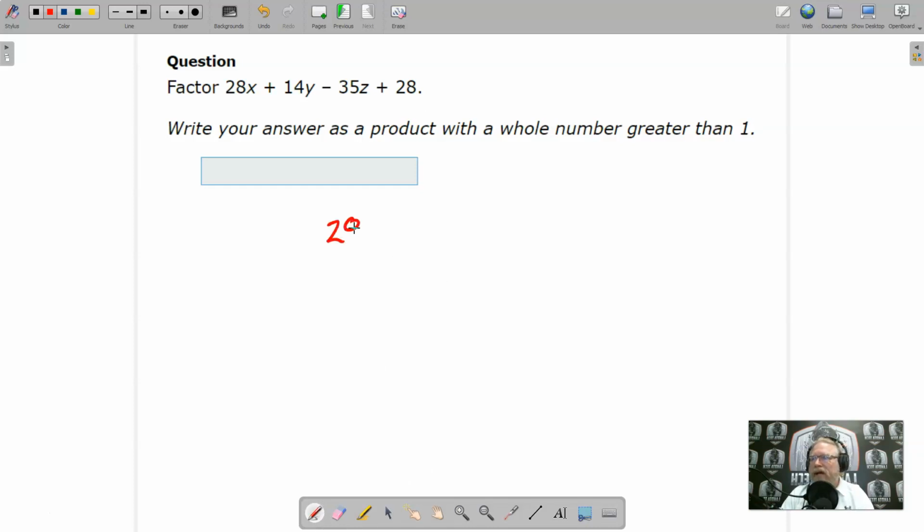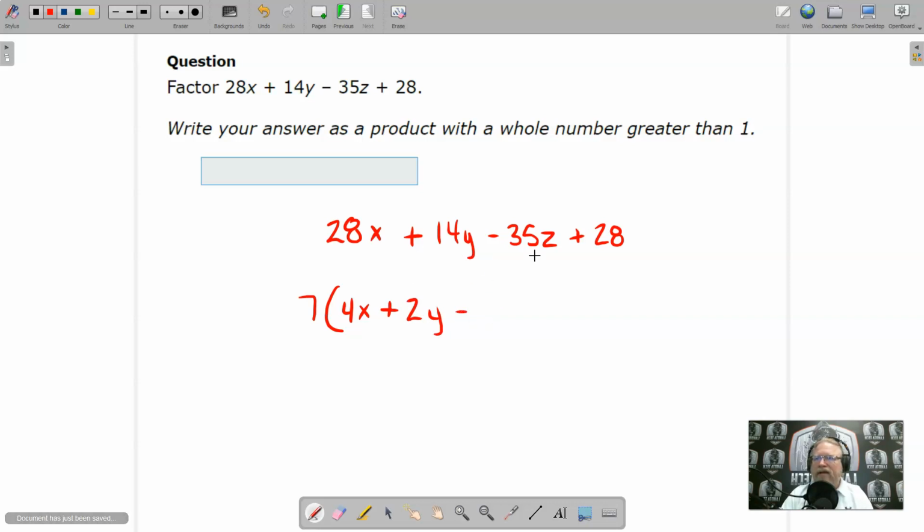So let's look at the 28x plus 14y minus 35z plus 28. Well, we already said that 7 is what we're going to take out, right? So let's pull 7 out of there. 7 times 4 is 28, so the 4 is left over, and we still have that x there. And 7 times 2 is 14, so we'd be left with a 2, and the variable y still remains. Put our subtraction sign. 7 times 5 is 35, so we'd be left with the 5, and the z still remains. And then whenever we factor 7 out of 28, we would be left with 4 behind as well.